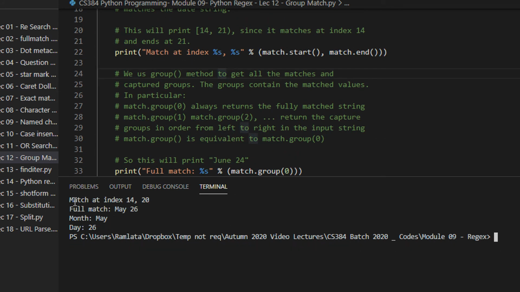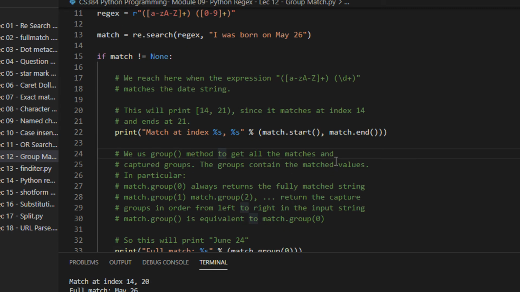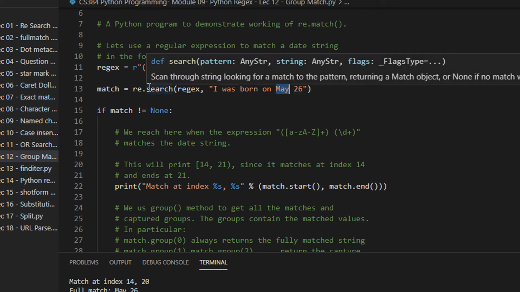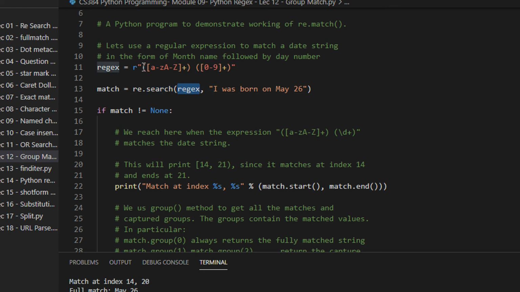It says match at index 14, comma 20, full match May 26, month May and day 26, right? I have kept this example so that, given a particular sentence, I need to extract the date of birth and the month of the birth. So let us see how it happens. I'm searching for this particular regular expression. I will explain the importance of round parentheses a bit later.